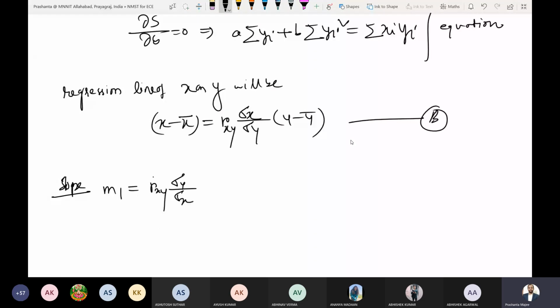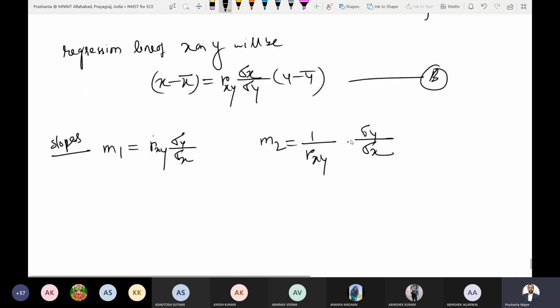And what is the slope of the second line, B? Tell me the slopes. For the second line, what is the slope? 1 by rxy into sigma y by sigma x. That is, the slope of the second line is M2 equals 1 by (rxy into sigma y by sigma x).